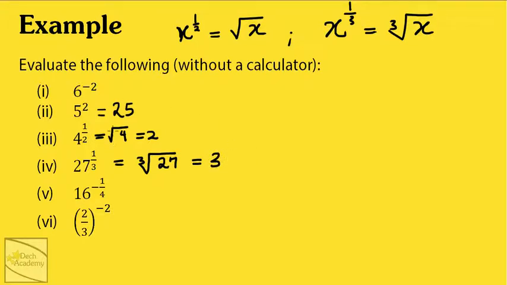Now here I say the square root of 4 is 2. Strictly speaking, the square root of 4 is plus or minus 2, because minus 2 times minus 2 is also 4. 2 times 2 is 4. So the square root of 4 is plus or minus 2. So take note of that.